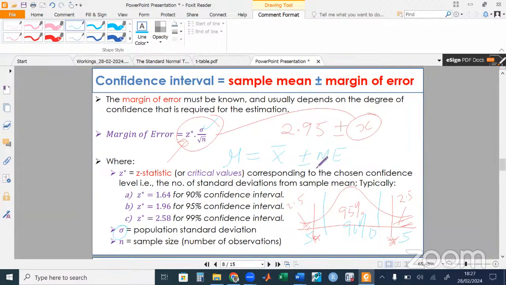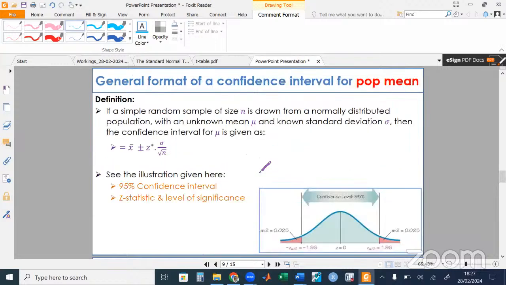And that is what we have done here. And the margin of error is what we've given as determined by these three parameters. I think that is clear now. I think I've jumped the guards. This is the formula I've just talked about.